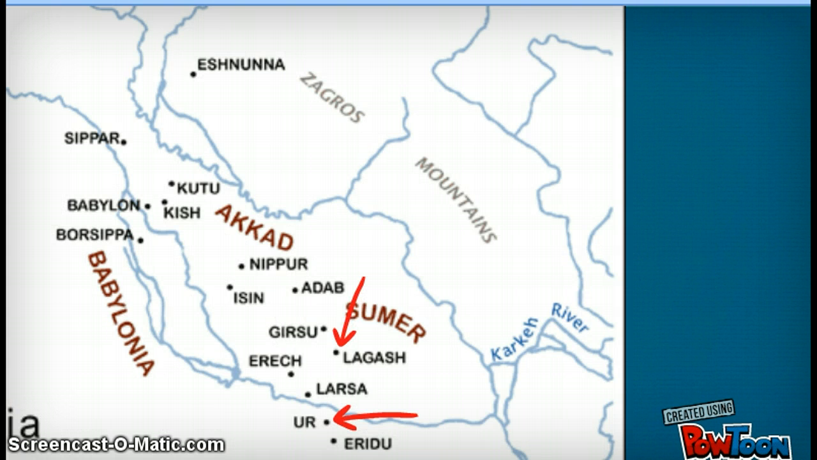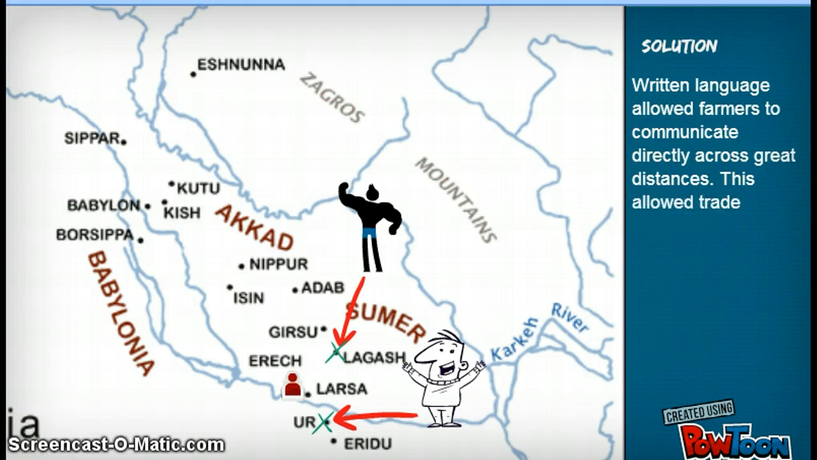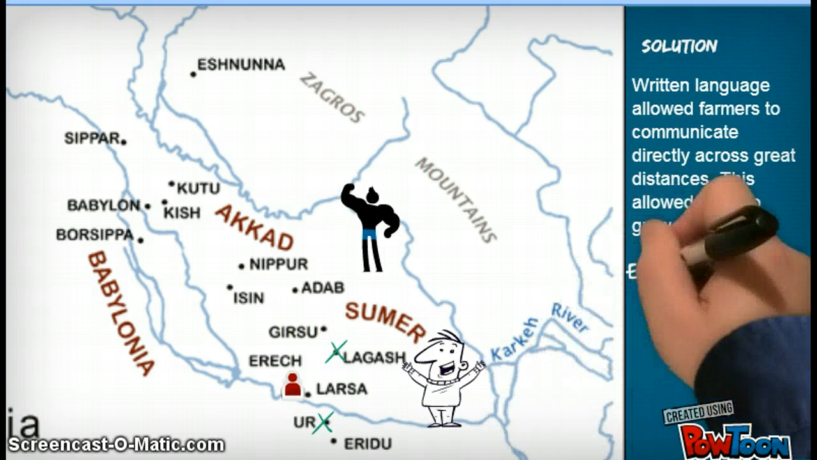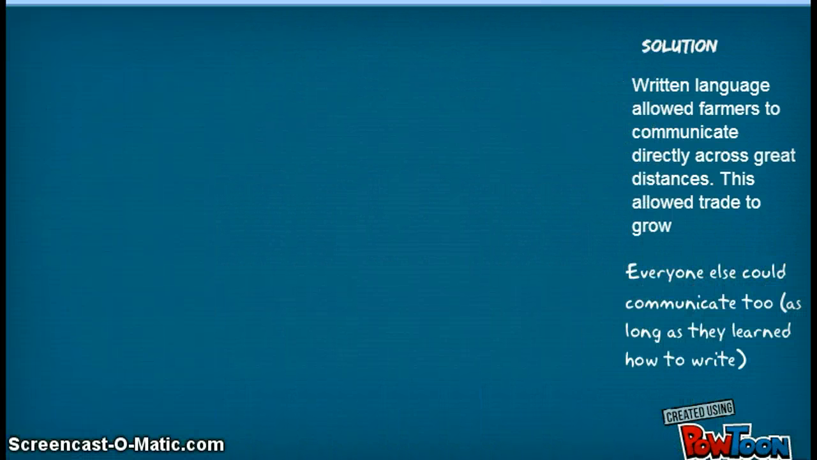Now, at this point, each of the trading partners is happy. The guy up there and you down there are both very happy with the outcome of the trade because it's more efficient. So, solution. Written language allowed farmers to communicate directly across great distances, and this allowed trade to grow. That's really just one example of how a written language helped people out. The real basic is everyone else could communicate as well, as long as they learned how to write the language too, and as long as they learned how to read the language as well.